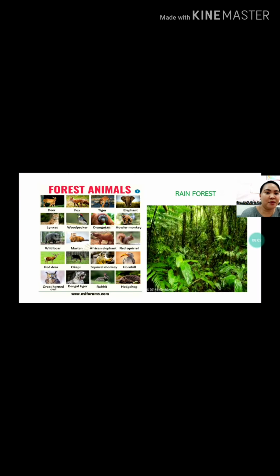The climate of a rainforest is very hot and humid, so the animals and plants that exist there must learn to adapt to this climate. So what are those animals? We have deer, fox, tiger, elephant, lynxes, woodpecker, orangutan, howler monkey, wild boar, marten, African elephant, red squirrel, squirrel monkey, and so on and so forth. Those are the forest animals, and this is what you call the rainforest.